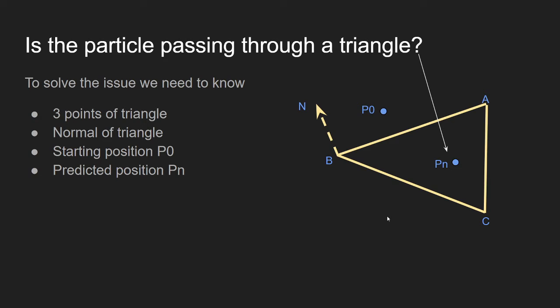So for my second checkpoint, there's only one question I need to answer, which is, can I detect a collision between a particle and a triangle? And the answer is yes. Because all we need to know is these conditions. Do we know the 3 points of a triangle? Of course, we need that. The normal of a triangle, yes, of course, we know that. The starting position of this particle and the predicted position of this particle. And we know all of them so that we can do this.